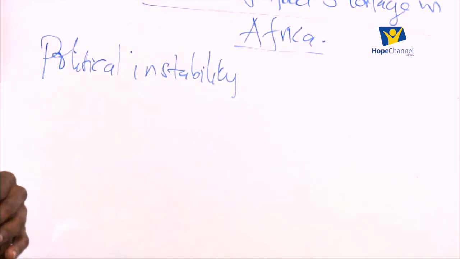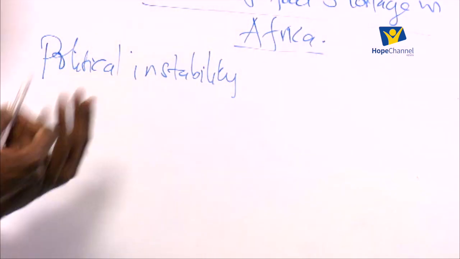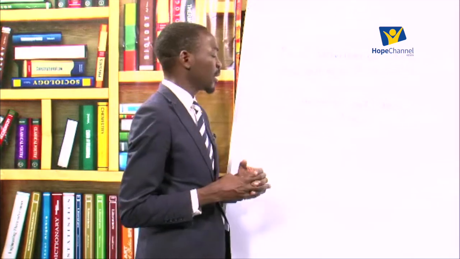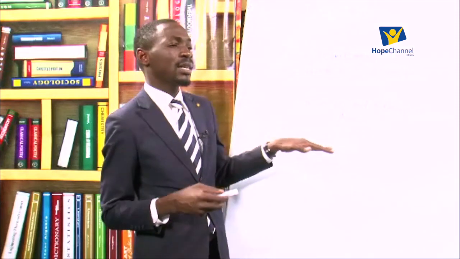So political instability, we have countries like Ethiopia, Sudan, DR Congo, Burundi, and of course you remember the most common genocide we had, the Rwanda genocide. Those are brought about as a result of political instability, and this leads to food shortage in Africa.